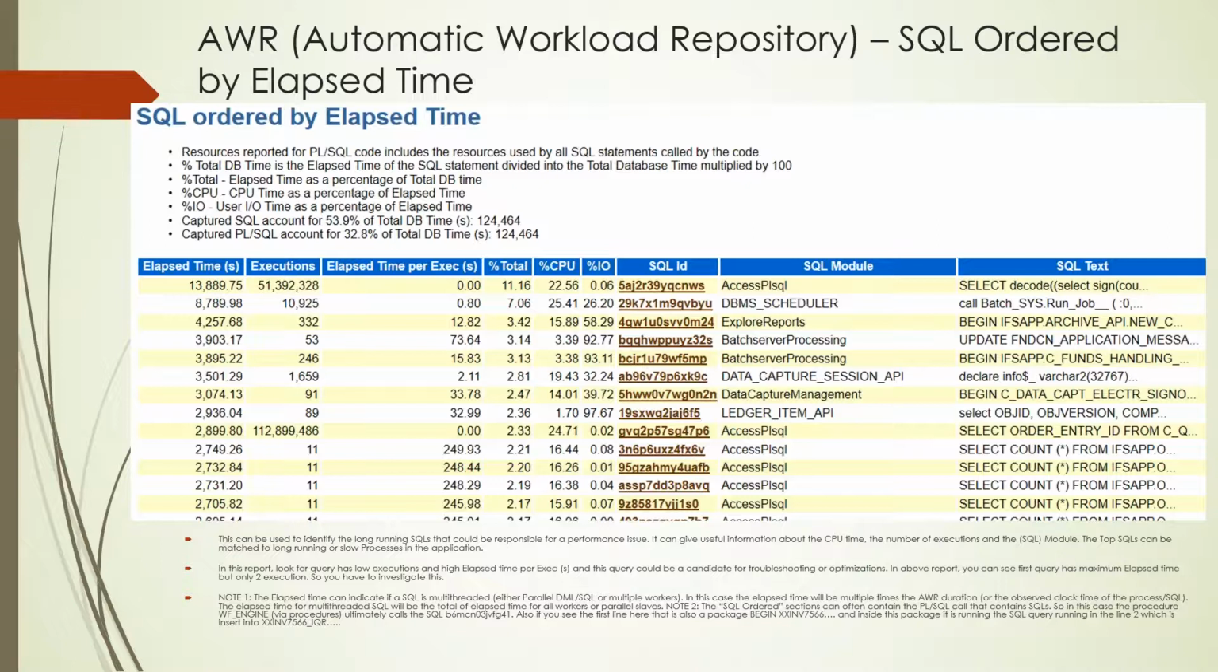Okay, so in this particular report, look for a query which has low executions and high elapsed time. So how should you look at this table? Look for the one which has low executions and high elapsed time. For example, now if you see this particular query, let me just highlight it.